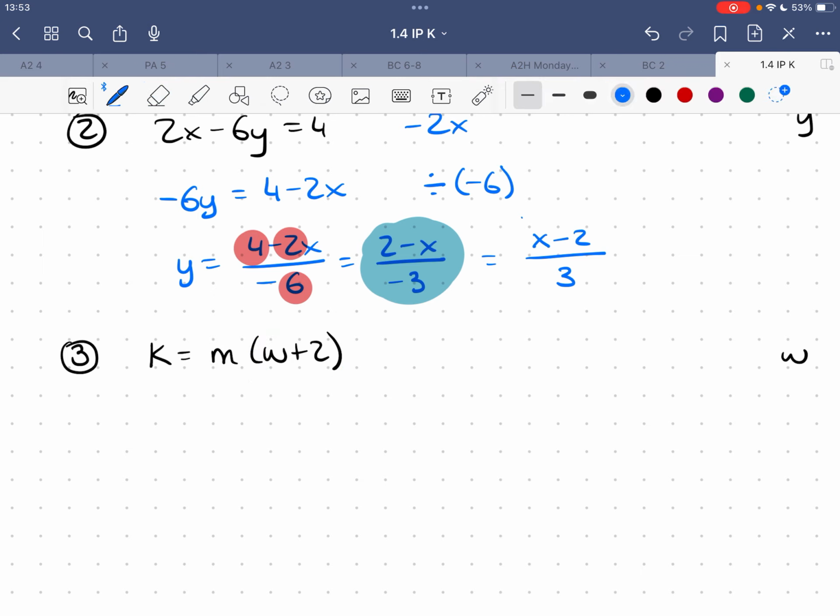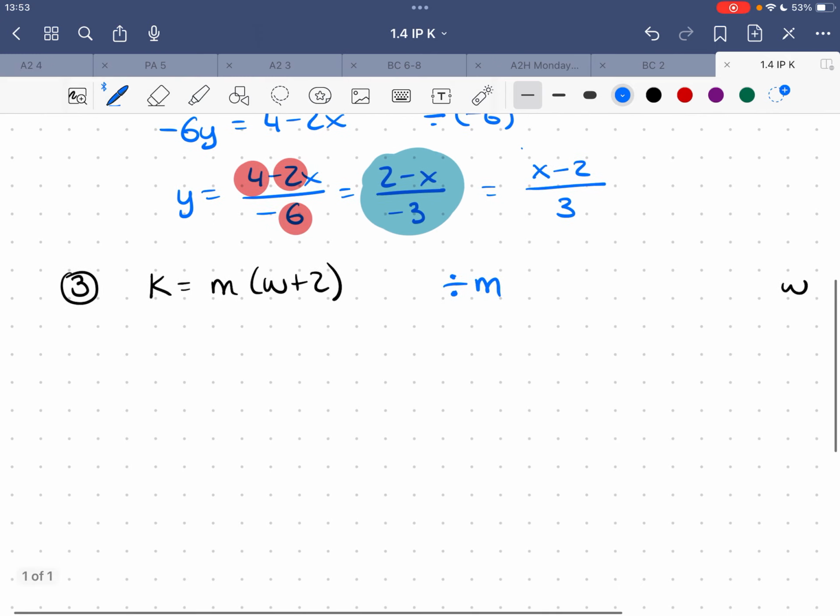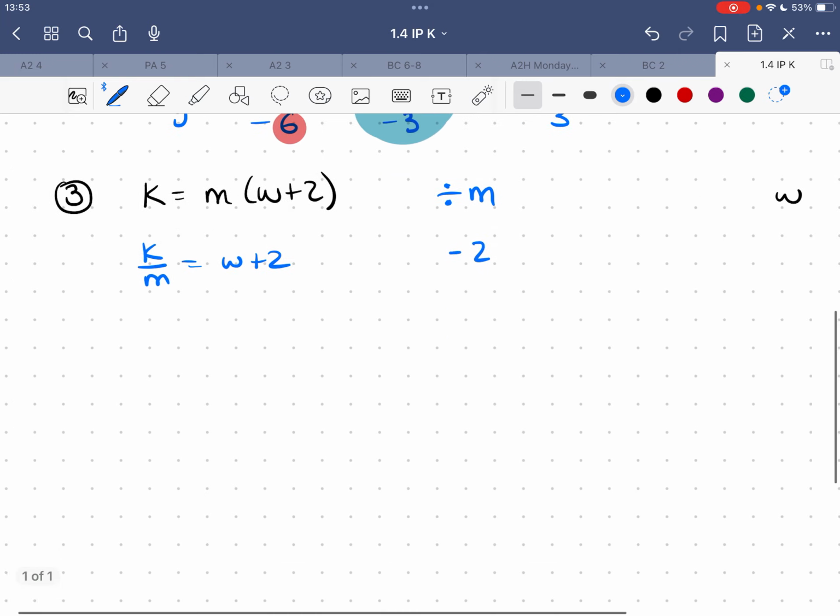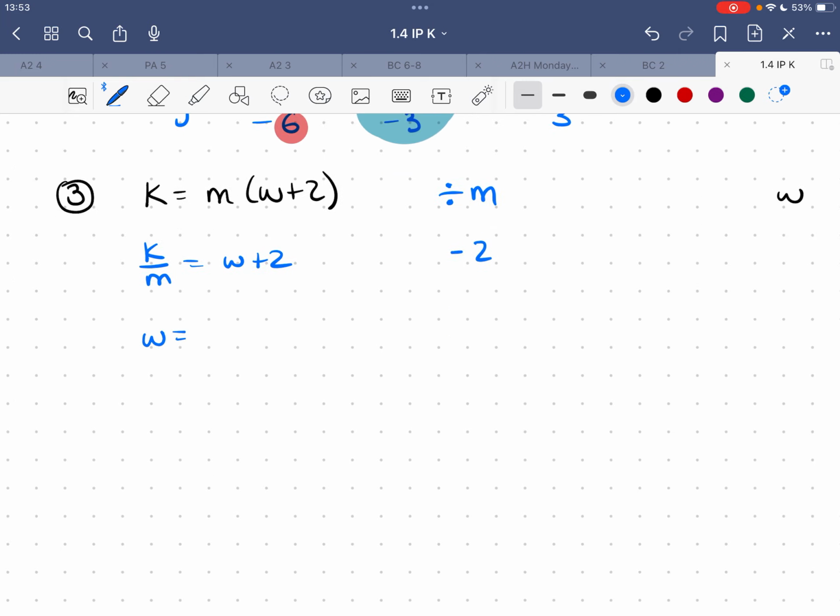Again, some of you like distributing here. I think that eventually you're going to divide by m at the end, so I think it's better to just divide by m now. So this becomes k over m equals w plus 2, and then I just need to subtract 2. And I'm going to change the order. I'm going to put w equals on this side, but you can put it on the other side. Equals k over m minus 2.